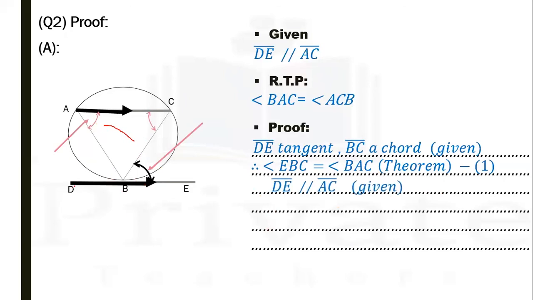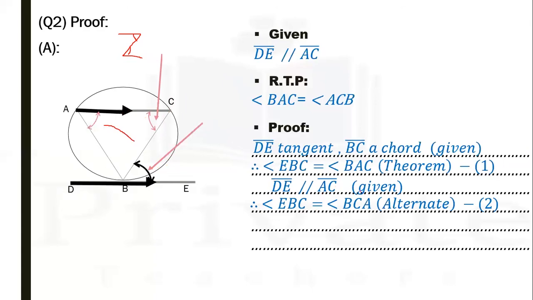In the same way, we can say DE is parallel to AC. This is given. DE is parallel to AC. Therefore, we can say the angle C and this angle are equal because they are alternate angles. Here, the letter Z, this angle and this angle are equal because they are alternate angles.